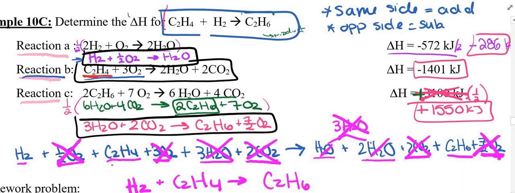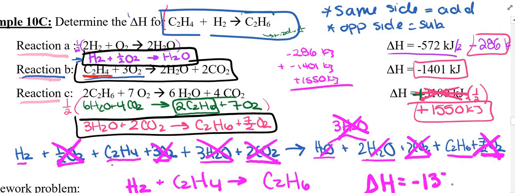So now I know I can add up all of my delta H's. So I'm going to add up negative 286 kilojoules, negative 1401, and 1550. Okay, and we're going to add all those together, and when you add them, you should get delta H equaling negative 137 kilojoules. All right, and so that's where we would want our final answer.